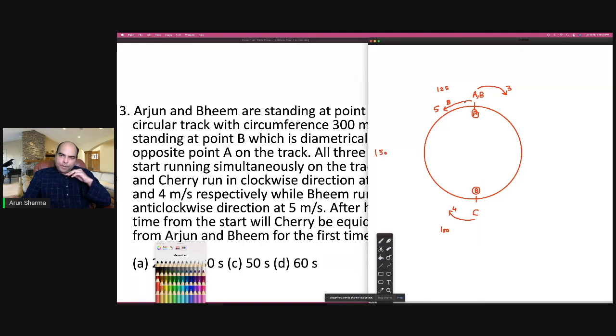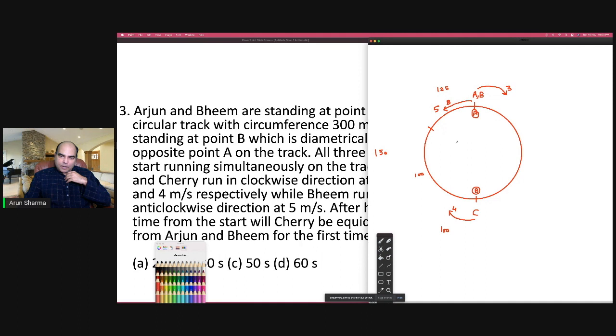So if Bhim does 125 and Cherry does 100, they are going to basically cross each other and be at a distance of 75 from each other, because the total approaching distance is 150. Once 150 is covered they are together, and after that they will start separating. So they'll be at a distance of 75 from each other, and Cherry has reached this point, which is 100 from here.